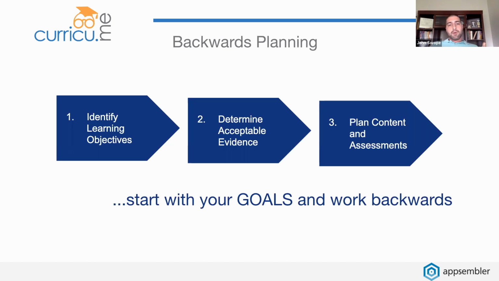Then in the second step, you're determining acceptable evidence. So what is going to prove that my students learned what I wanted them to learn in step one, their learning objective? So I'll use a case study to make this a little more tangible. Let's say that you are building a course on negotiation. And let's say that one of your learning objectives is you want your students to be able to navigate a complex negotiation scenario using best practices. That's your learning objective.